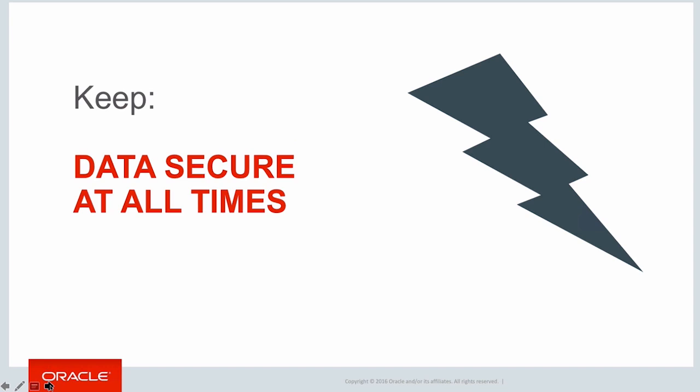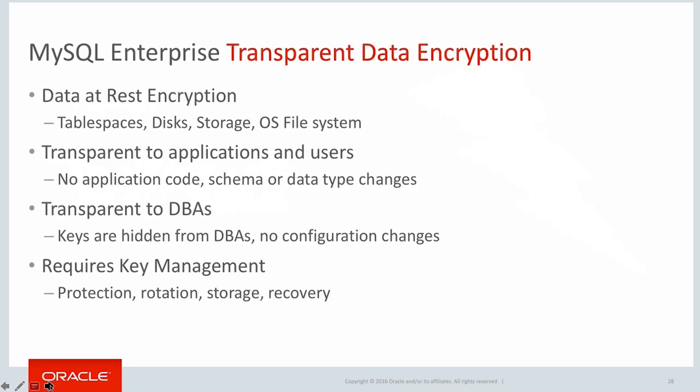So how do you secure your data at all times? First step is to provide encryption on the data at rest. MySQL TDE, or transparent data encryption, encrypts your data at the tablespace level. So it's transparent to the application users and can guarantee that if the actual InnoDB tablespace files are stolen, they cannot be accessed on other computers.